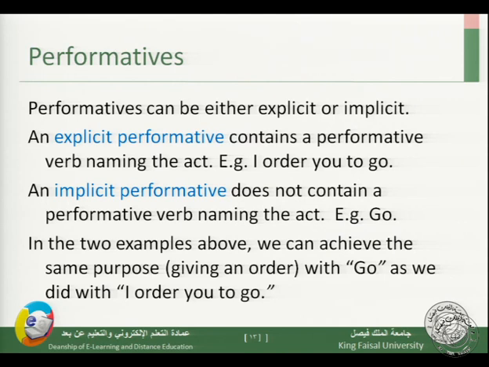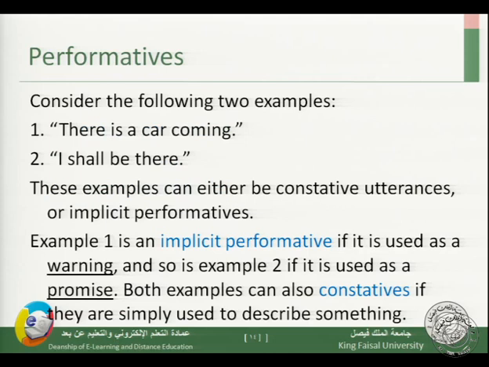For example, go. So in both examples here, we have I order you to go, and we have go. We can achieve the same purpose with both of these utterances. We can give an order with both of these utterances. So with go and with I order you to go, both did the same purpose. The difference is that the first one, I order you to go, has a performative verb, so it is an explicit performative. The second one does not have a performative verb, so it is an implicit performative. Hopefully the difference is clear.